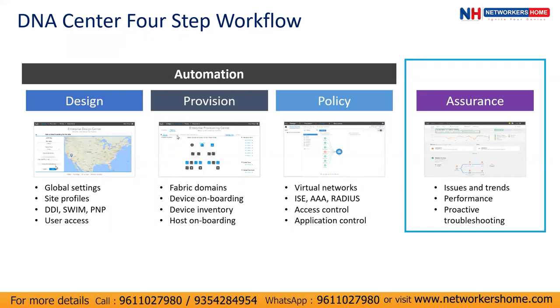One is your NCP, which is your network control platform. The second one is NDP, which is your network data platform. NDP will manage your assurance related information because it is directly related to data and all the logs, all the event triggers from the network devices to the DNS Center. And NCP, your network control platform, falls under automation. So under automation, we have these three main types: design, provision, and policy.